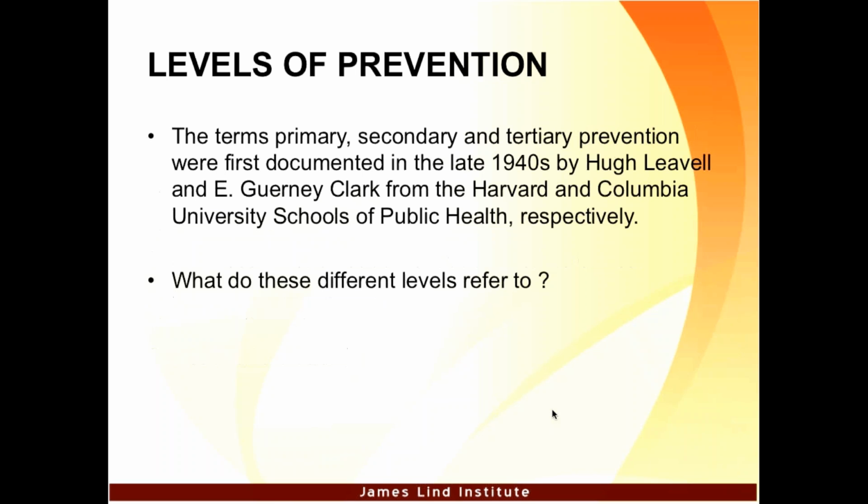All right, so the levels of prevention. You'll hear the terms primary, secondary, and tertiary prevention quite a lot. These were first documented in the late 1940s by Hugh Leavell and E. Gurney Clark from Harvard and Columbia University Schools of Public Health. So it's quite amazing that this framework developed in the 1940s is still being used today. As you'll see, it's been elaborated on a little bit, but really it's much the same as they conceptualized it. And it's had a major impact in controlling many of the diseases that have affected humanity. So let's take a look now. What do these different levels actually refer to?